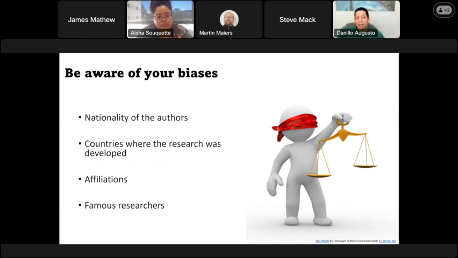A common bias in peer review is about the nationality of the authors, the countries where the research was developed. Sometimes this research comes from a small country, or from authors of a specific nationality, and reviewers already have some preconceptions about that research. Or maybe it comes from a top tier 1 university, and then they're more prone to accept the paper because of that. So we should be aware of those biases when we review, and try to be very conscious and fair during our process.